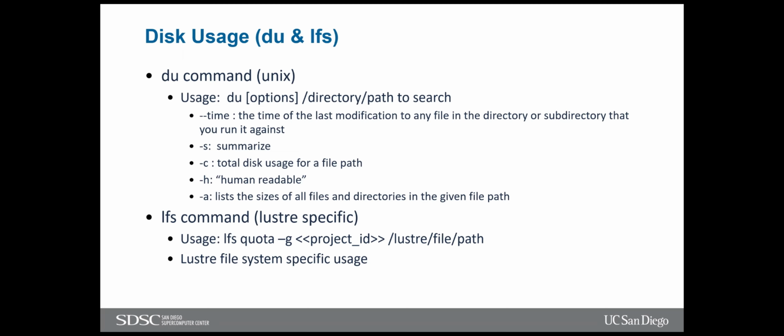The one other interesting option is --time, and it's going to tell you the last modification of any file or directory. This could be important if the resource that you're on has a purge policy that is based off of file last modification. I should put a disclaimer here. We have a purge policy on Expanse, but it's not due to last modification. It's associated with date of creation.